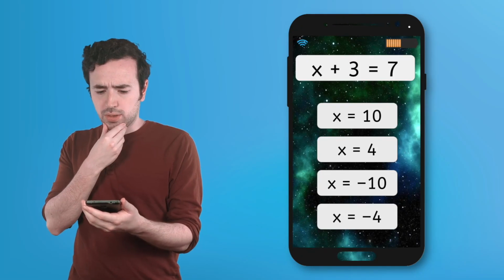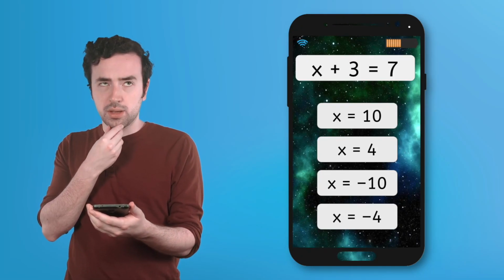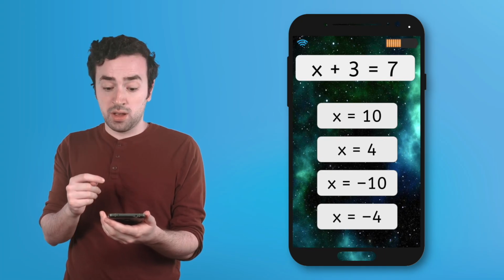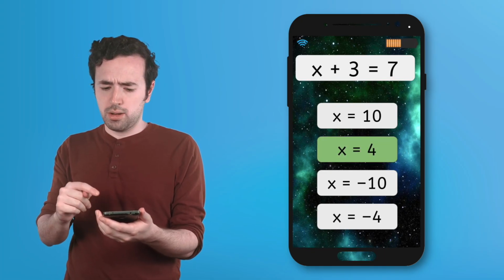Okay, x plus 3 equals 7. Minus 3 from both sides. 7 minus 3 is 4, so x equals 4.